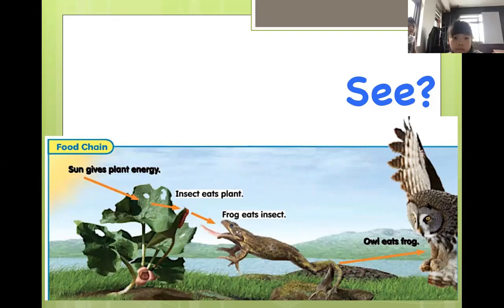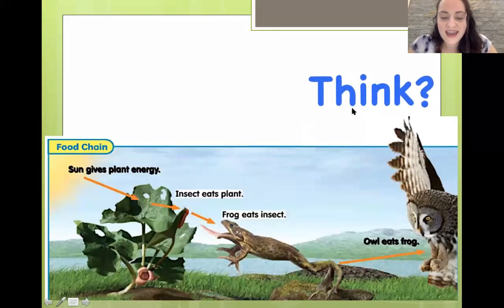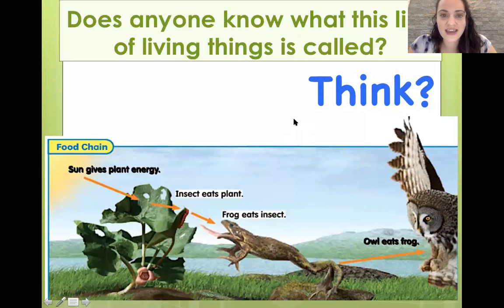Okay, Cherry, what else do you see? Cherry, what do you see in the picture? We said a frog. That's okay. We see an owl, a frog. What do we think it is? I think that George already answered this question. Let's see if one more person can answer it.